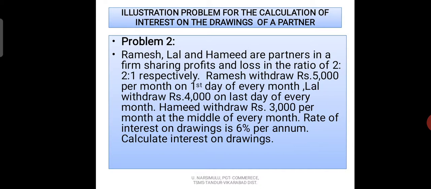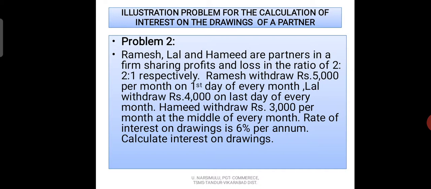Ramesh withdrew rupees 5000 per month on first day of every month. This is the first situation. Students, remember this point and pay your attention and try to understand how the situation is here. Ramesh withdrew rupees 5000 per month on first day of every month. Lal withdrew rupees 4000 on the last day of every month. Two different situations. You observe two partners withdrawing money from the business but on different dates of each month.